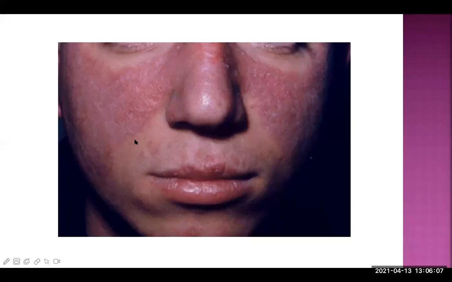Only malar rash can be seen in mitral stenosis as well, but the middle part is missing there. So mitral stenosis is one of the differential diagnoses of malar rash, but there is no middle piece there. So it's very typical of SLE.